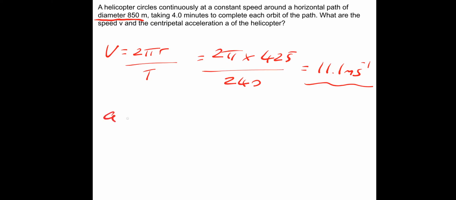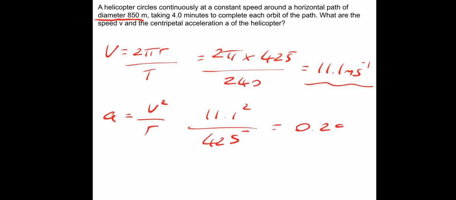Let's do the acceleration. So acceleration is v squared over r. So it's just 11.1 squared. Use the full number in your calculator if you can. Divided by the radius, 425 meters. That gives an acceleration of 0.29 meters per second squared.